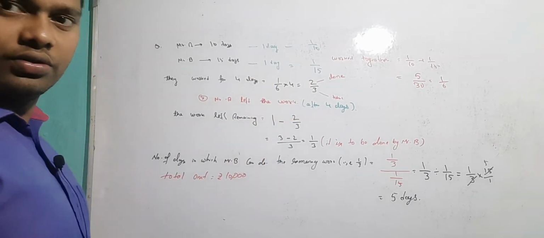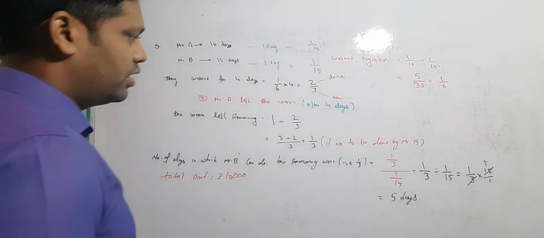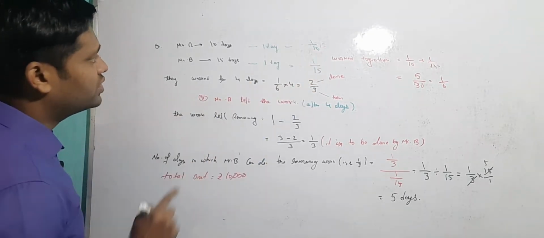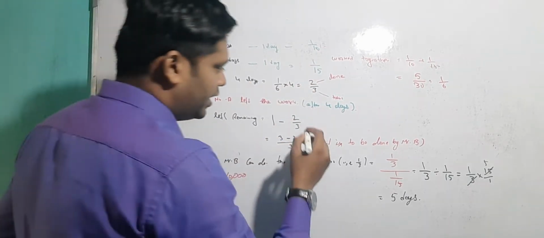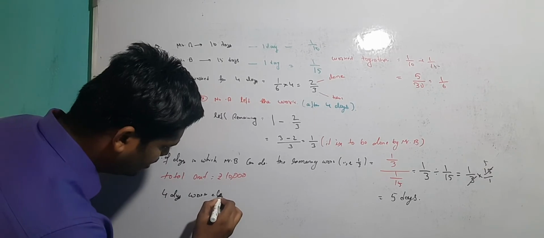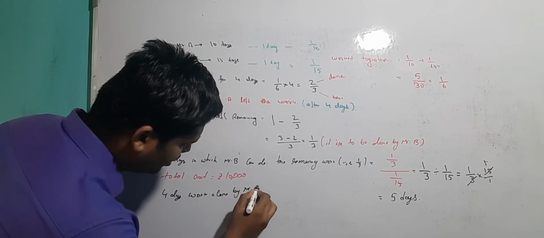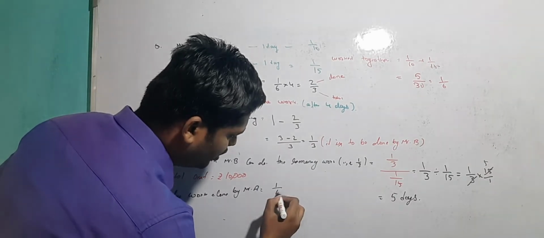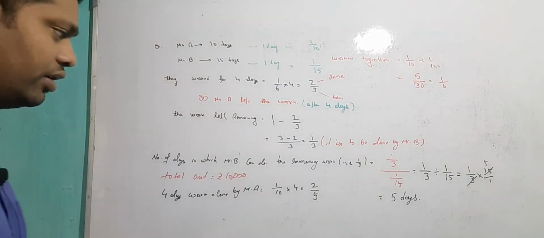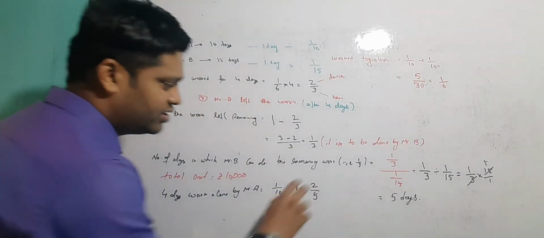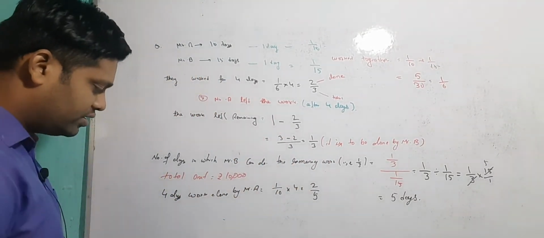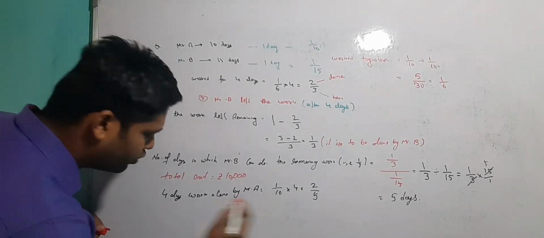So 10,000 is the total amount. How many days has A worked? Sir, 1 day's work I first have to take out. How many days has Mr. A worked? Sir, 4 days. So here I will write: 4 days work done by Mr. A. 1 day's work is how much? Sir, 1/10. So 4 days, how much? 2/5. This is the work he did, and this is the main thing we need. Of that he will get the amount. So 2/5 into 10,000 is the amount which B needs to pay to A.